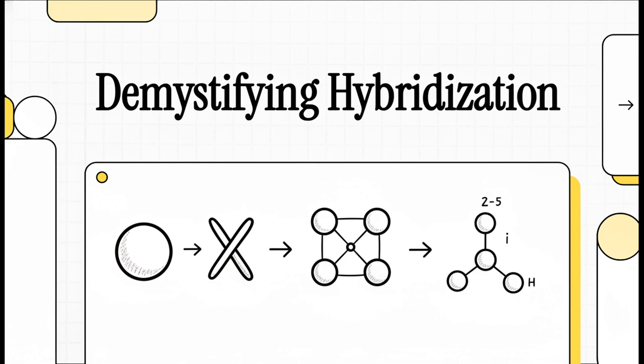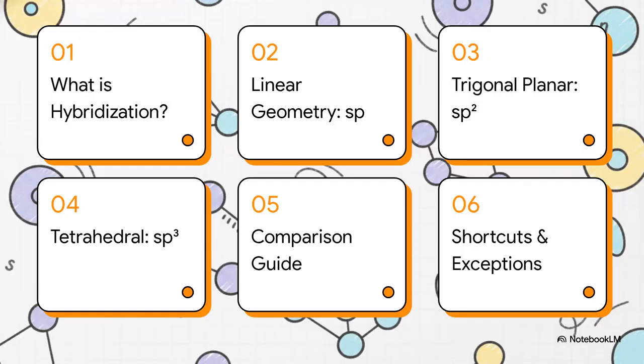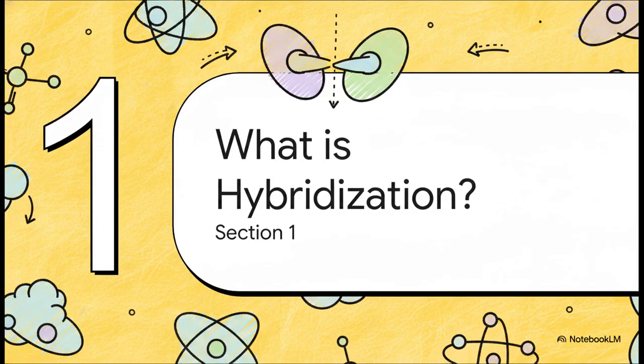So, to bridge that gap between atomic theory and reality, we need a new model. We need to completely demystify hybridization. Here is our game plan for today. First, we'll cover what hybridization actually is. Then, we'll break down the three main geometries: linear, sp, trigonal planar, sp2, and tetrahedral, sp3. After that, we'll pull it all together in a handy comparison guide, and finally, wrap things up with some incredibly practical exam shortcuts.